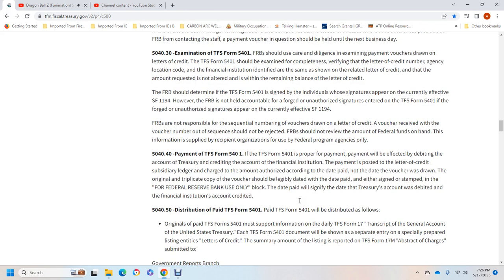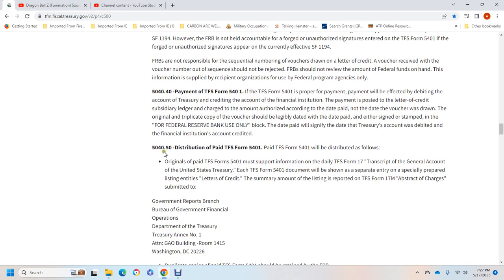Alright, 5040.40, payment of the Form 5401. Proper payment with the debit of the account and the crediting of the account with the financial entry, with the payment posted to the letter of credit subsidiary ledger, charged amount with the authorized amount according to the day of the payment, with the day of the voucher withdrawn. The original triplicate copy of the voucher should be legible with the day paid, either signed and stamped by the Federal Reserve Bank, use only block. The date paid will signify the date the treasury account was debited with the financial institution account and credit.